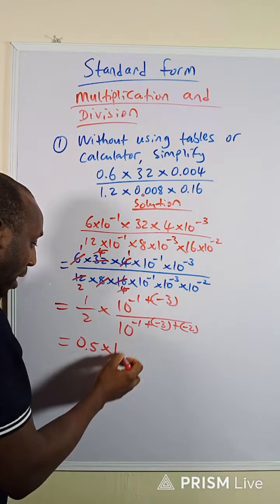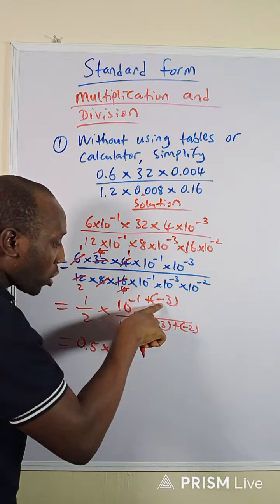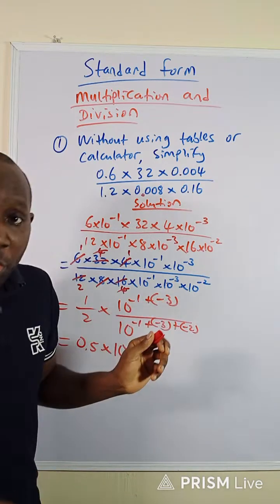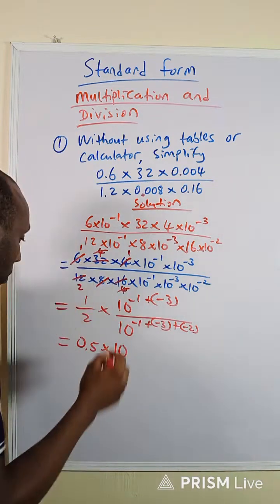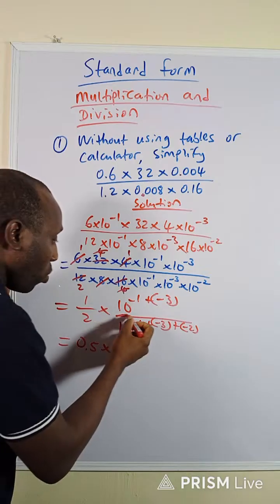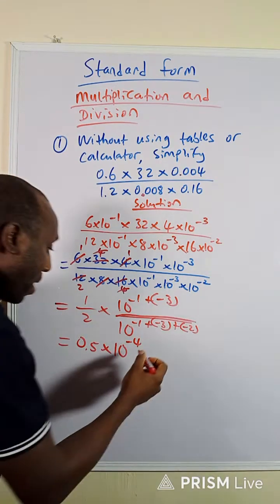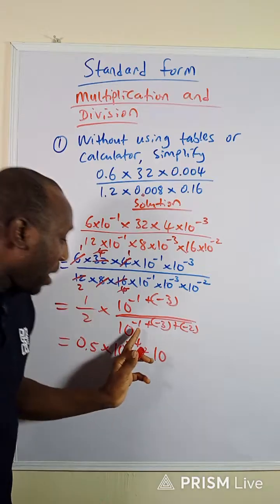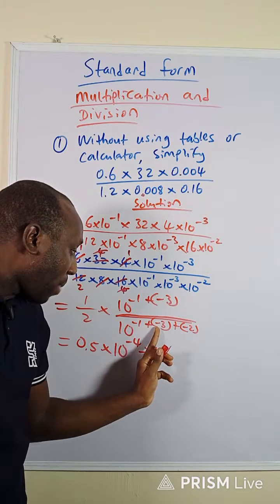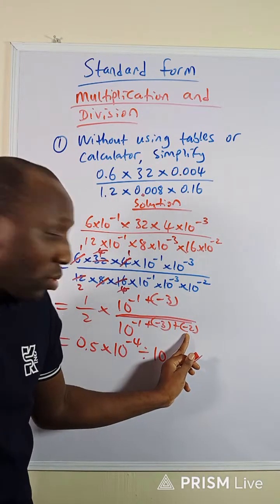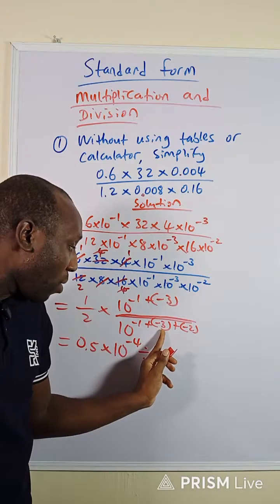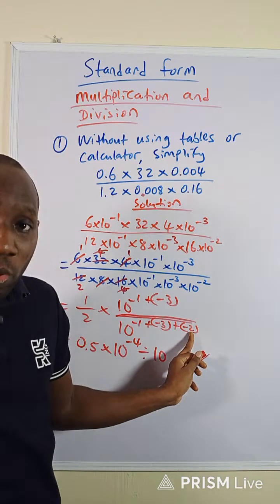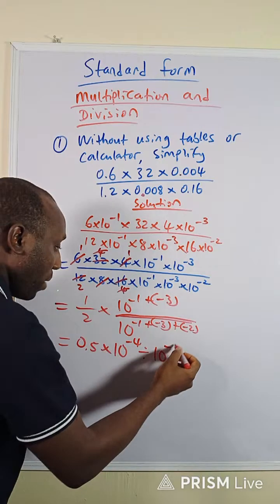Now this is 10 raised to the power of minus 1 plus minus 3, plus minus is minus. So minus 1 minus 3 is minus 4. So minus 4, right? Then this is divided. So I can write it like this, divided by what I have here. So 10 raised to the power, again, plus minus is minus. So minus 1 minus 3 is minus 4. Minus 4 minus 2 is minus 6. So this is minus 6.